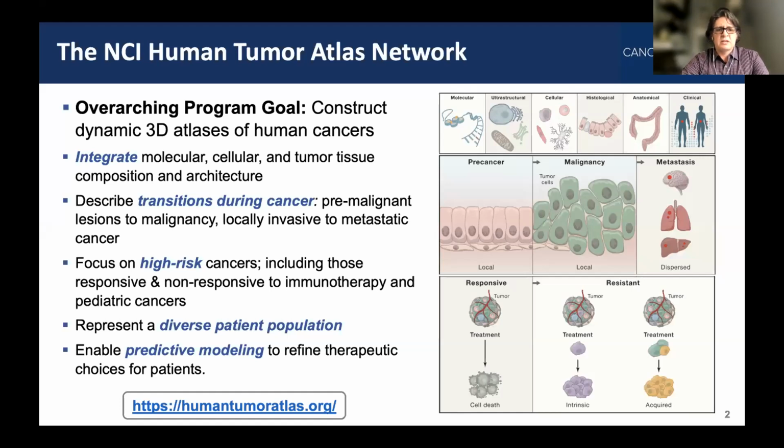The atlases focus on high-risk cancers, including those responsive and non-responsive to immunotherapy, which is represented in the bottom panel of the figure, and also pediatric cancers. These atlases also aim to represent a diverse patient population. And in the end, the completed atlases should enable predictive modeling that will help us to do things like better refine therapeutic choices for patients.